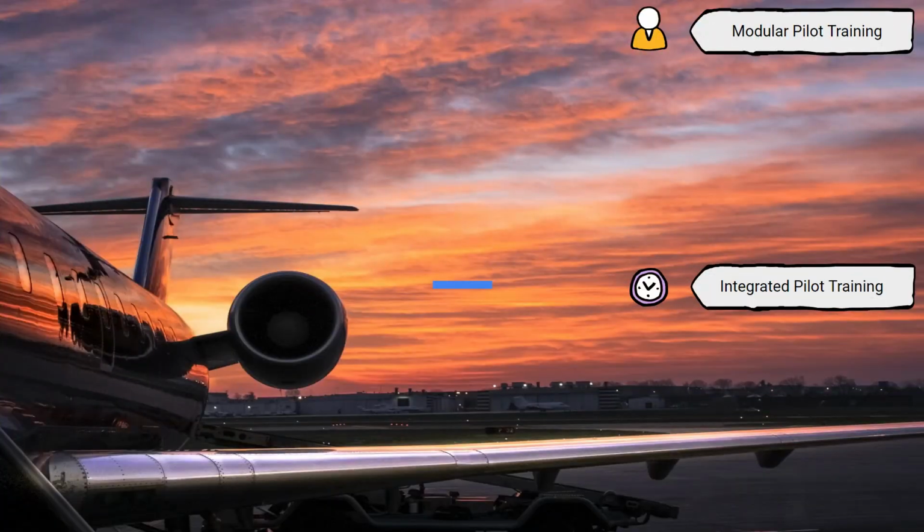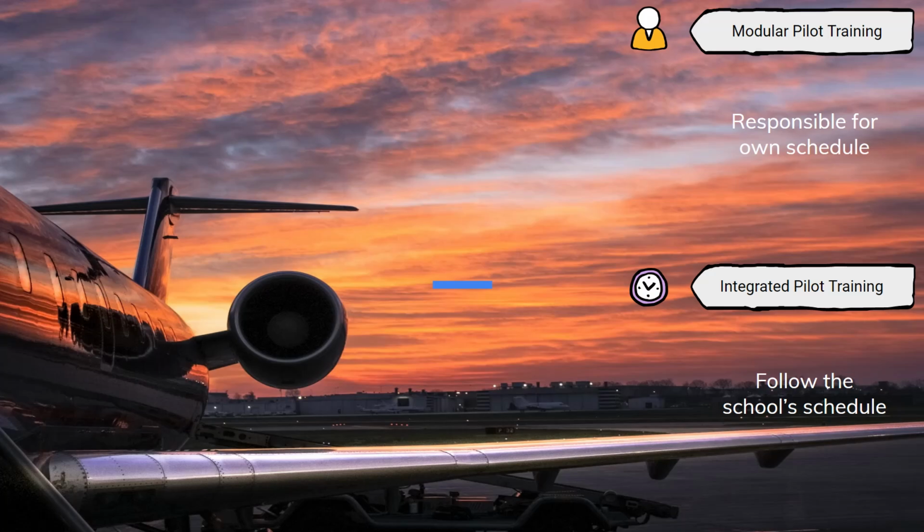So far, I tried to explain the differences between modular and integrated courses. Right now, let's try to compare them to each other. As we described, for the modular course, you are responsible for your schedule. For most of the schools, they prepare the modular courses individually. The schedule totally depends on you.